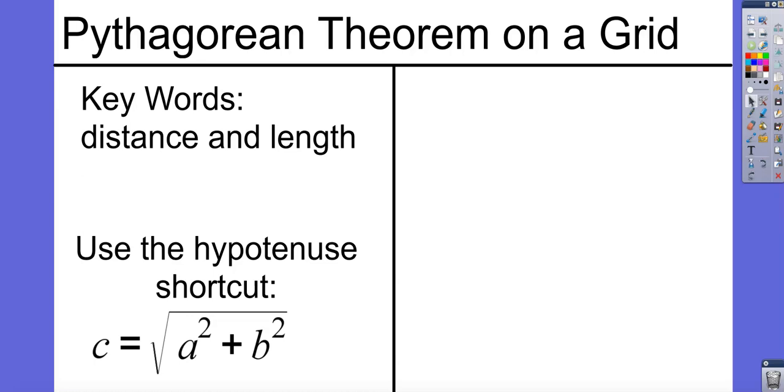me to explain. Okay, so if you ever see a problem that's asking you to find the distance between 2 points or the length between 2 points, those are keywords that tell you you're going to use the hypotenuse shortcut or the C shortcut. So C equals square root of a squared plus b squared. You already learned how to use this. We're just using it on a different type of problem now.